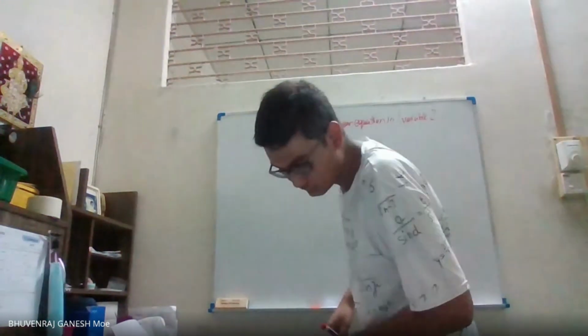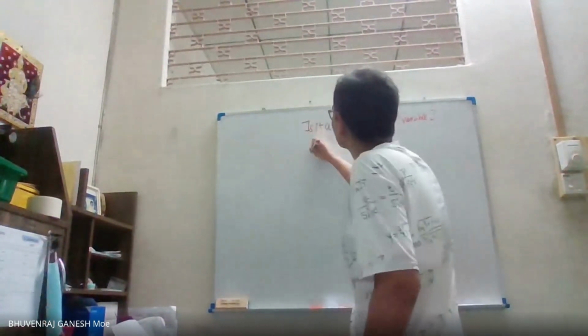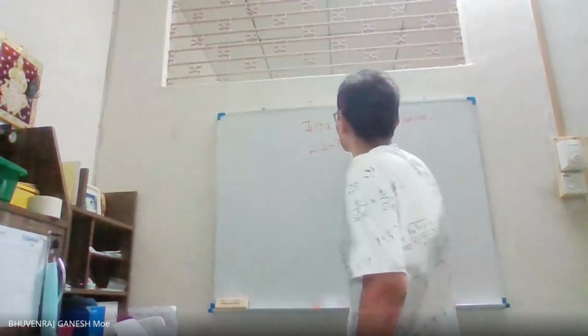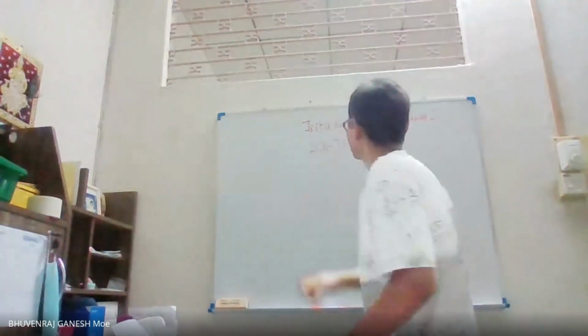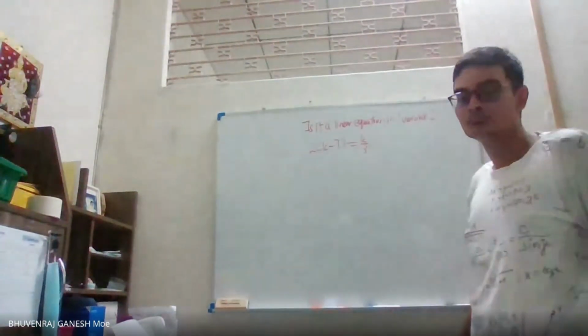So let me choose an equation. Let's see. Yeah, this one: 2k minus 7 equals k over 3. Is this a linear equation in one variable? Howard and Ishan.